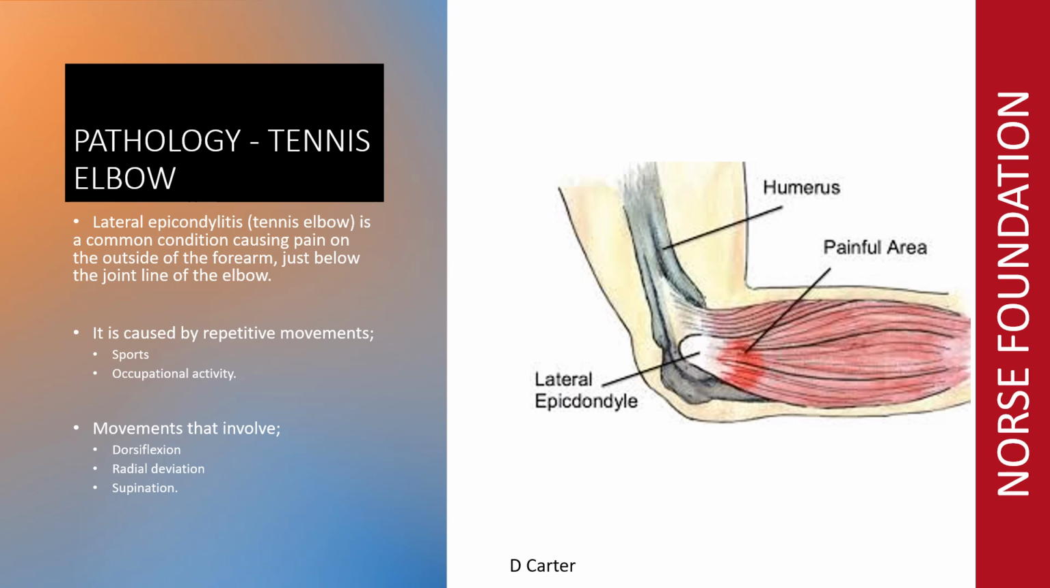So first of all, tennis elbow, what is it? Its real name is lateral epicondylitis. It's a common condition causing pain on the outside of the forearm where the lower arm joins the humerus. It's just below the joint line of the elbow, and you can see on the diagram a nice picture of it, where it's marked as a painful area.